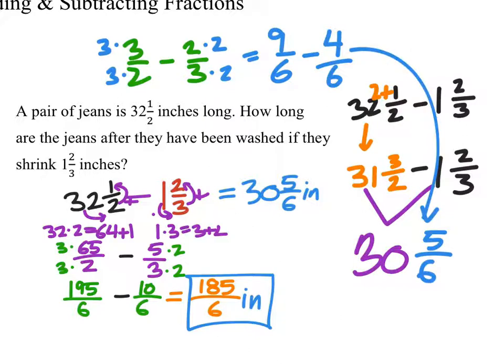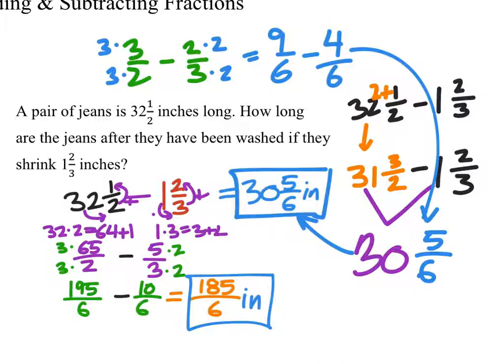So 30 and 5 sixths, which is again the same answer as the mixed number that we had in the beginning. Don't forget to label this. I'm not going to worry about it because I did write the answer right there in inches. It's the same answer.